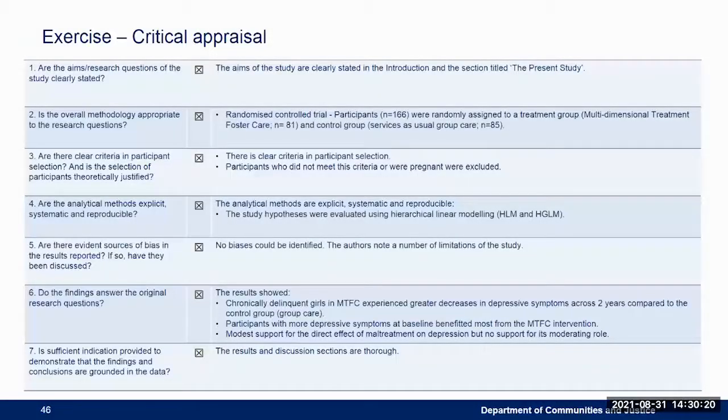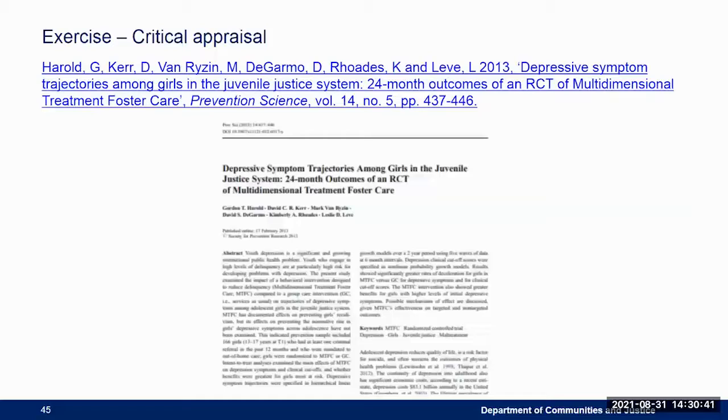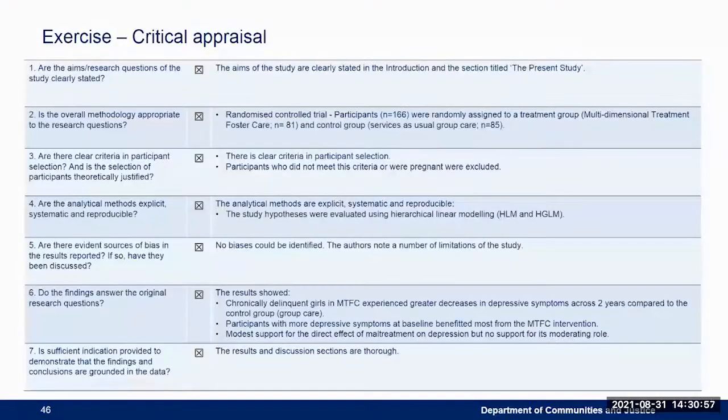Okay, so are the aims and research questions clearly stated? So yes, they are. The aims are clearly stated in the introduction and in the section of the article titled The Present Study. So basically there are two aims in this particular research. This research is looking at depressive symptom trajectories among girls in the juvenile justice system. And it's a randomized controlled trial of multidimensional treatment foster care, which is now called Treatment Foster Care Oregon. Okay, so the program hasn't changed, just the name.